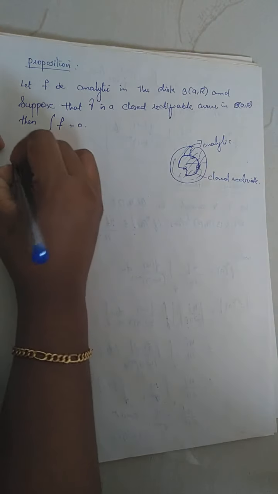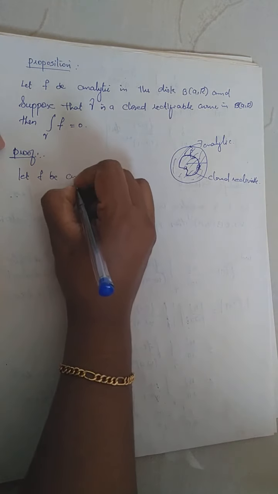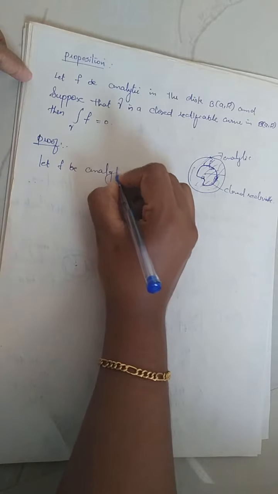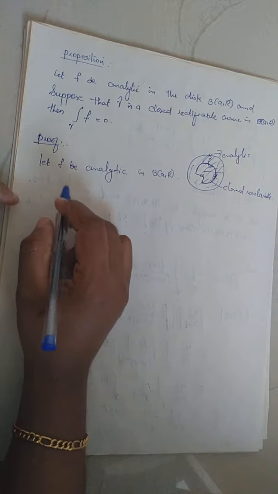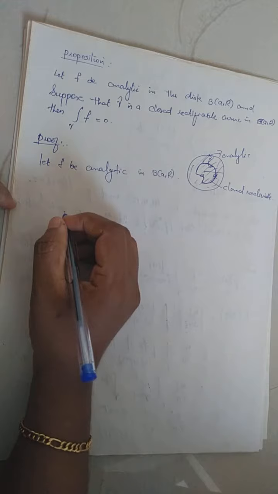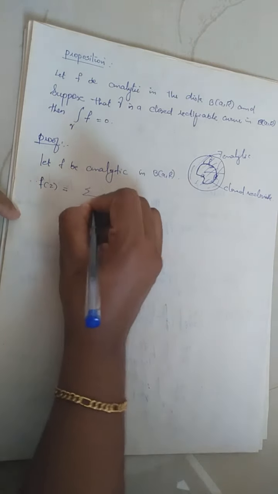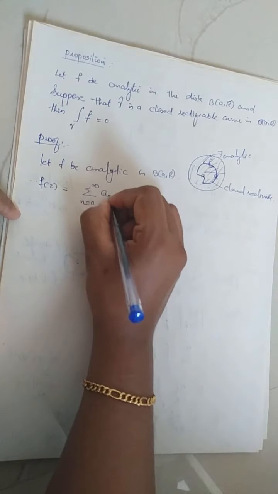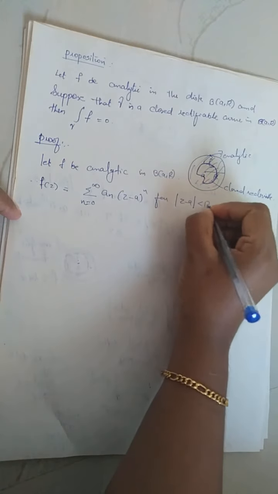Okay, proof. So let f be analytic in the disk B(a, R). Then we know that any analytic function on a disk will have a power series expansion. Then f(z) can be written as a power series expansion, sigma n equal to 0 to infinity a_n (z minus a) raised to n, for the region mod z minus a less than capital R.